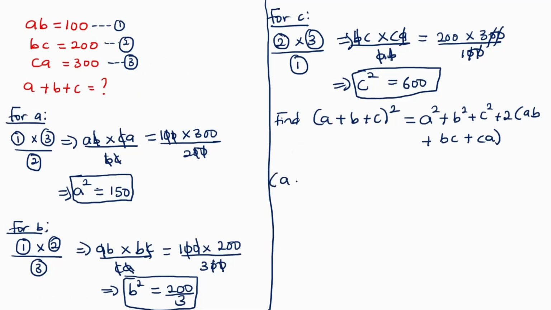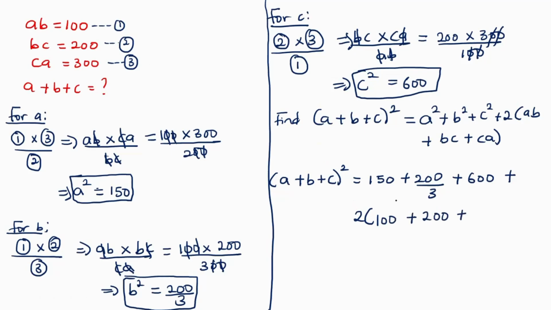So we have A plus B plus C all squared is equal to A squared. We have A squared to be 150, plus B squared. We have B squared to be 200 over 3, plus C squared. We have it to be 600, plus 2 into AB. We have AB to be 100, plus BC. We have BC to be 200, and CA. We have CA to be 300.